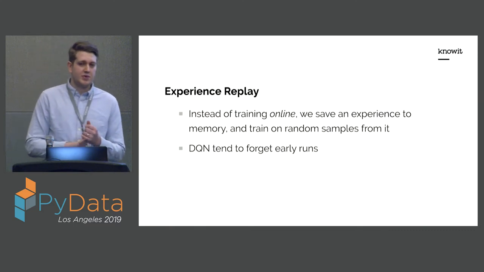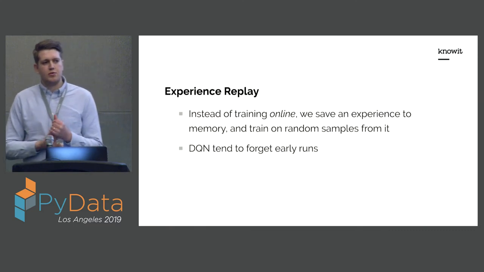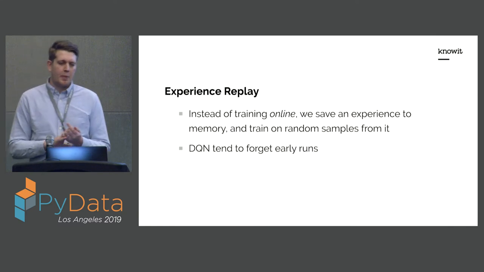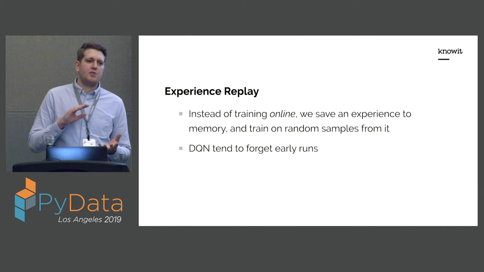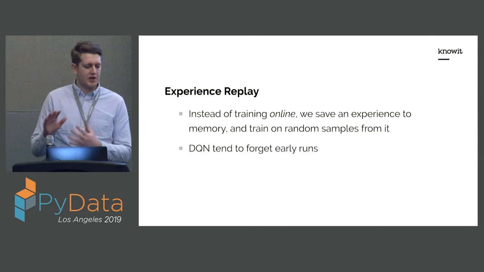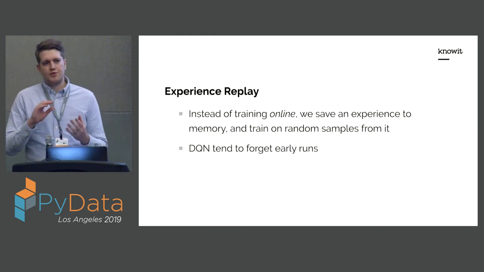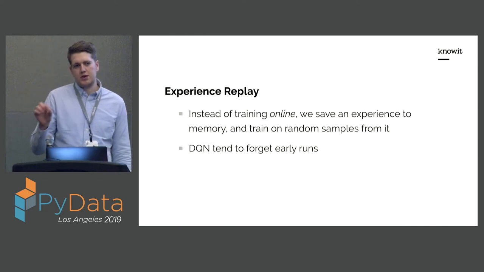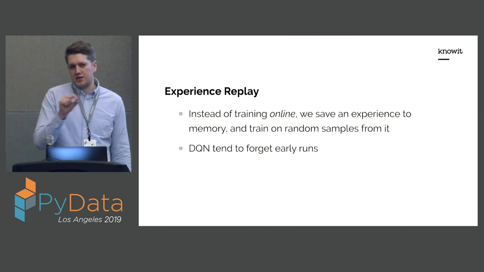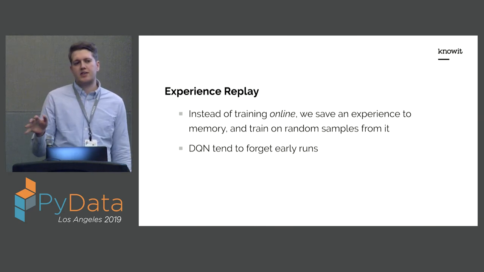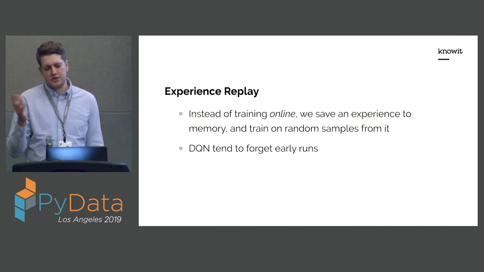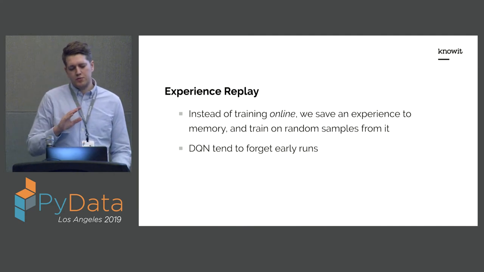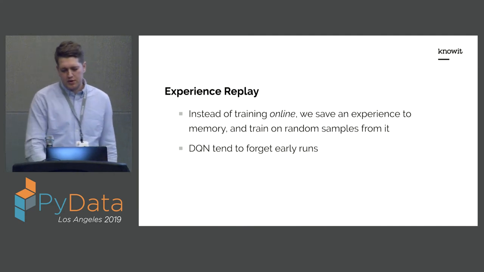There are 3 reasons for this. The first one is that deep Q neural networks tend to forget early runs. If the Pac-Man agent starts to train on a specific level, and after getting halfway through the level it starts to train on the later part, then if you just update the Q value continuously, it might forget the first part of the level. Then when its episode ends and it's supposed to know the first part, it doesn't know it anymore. That's why we need to sample from this bank so it can take random experiences from it.